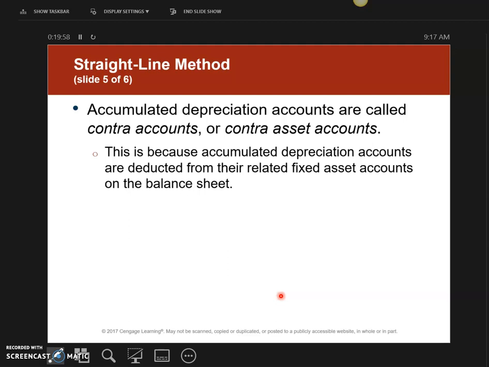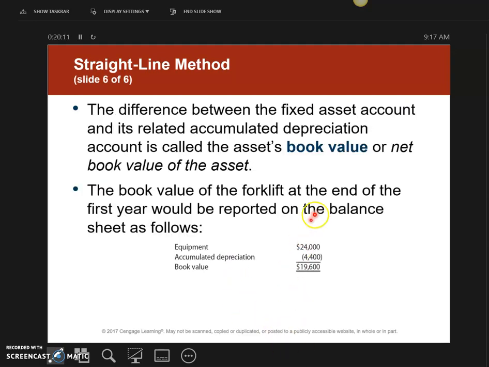Now again, don't forget that we talked about accumulated depreciation being a contra asset account, because the asset minus the contra asset, the accumulated depreciation, is the book value. And we'll talk about that again right here. So we always want to know what is the book value of the asset. That means what is it worth on your books at any given time. So with the straight line method, at the end of the first year, my equipment asset account would have $24,000 minus the $4,400 in my accumulated depreciation, which would give me a book value of $19,600.